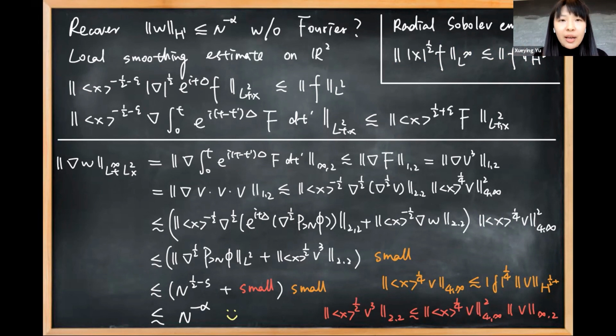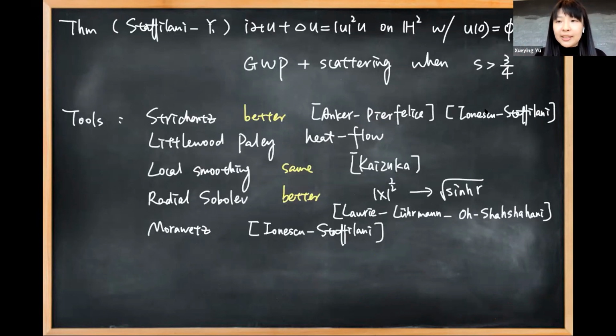Okay, so I only have my last slide here. I'm going to show you the result and also tell you why this strategy would work for a hyperbolic space. The result is that you consider this cubic Schrödinger equation on a hyperbolic space with initial data phi in some H^s space, and you have this radial assumption. Then you can prove that the solution is globally well-posed and it scatters when s is larger than 3/4.